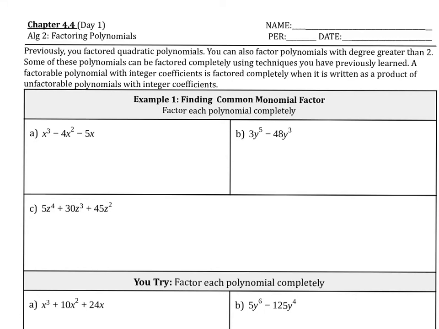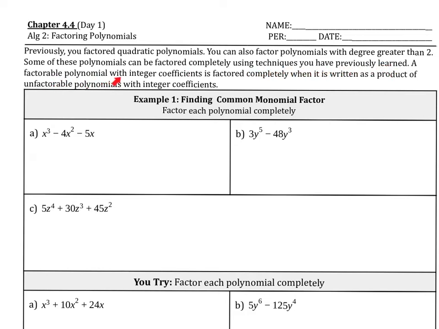Chapter 4.4, Day 1, Factoring Polynomials. In the previous lesson, you factored quadratic polynomials. Quadratic polynomials means degree 2 polynomials. You can also factor polynomials with degree greater than 2. Some of these polynomials can be factored completely using techniques you have previously learned.